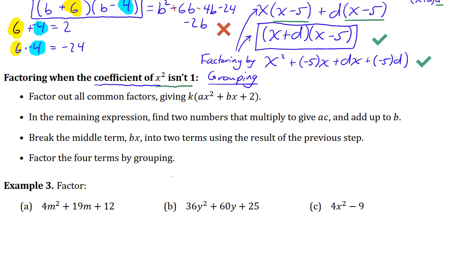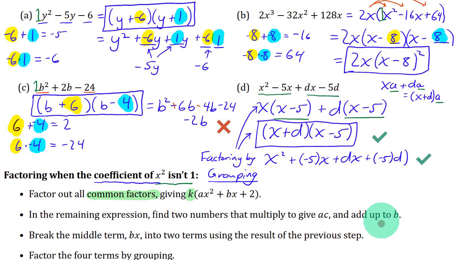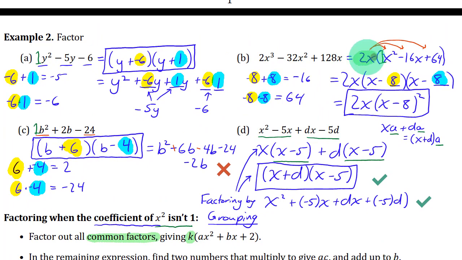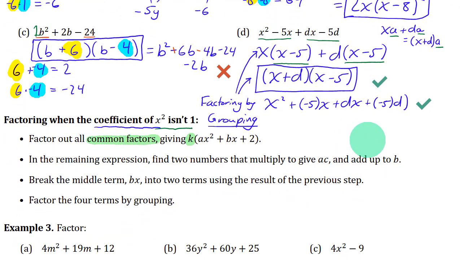So the first thing to do is always going to be to factor out all common factors. A common factor would be like one number that goes into all the terms. We took out a common factor of 2x over here. 2x was a common factor of the whole thing. That was the first step. So that's always the first step with any kind of factoring.